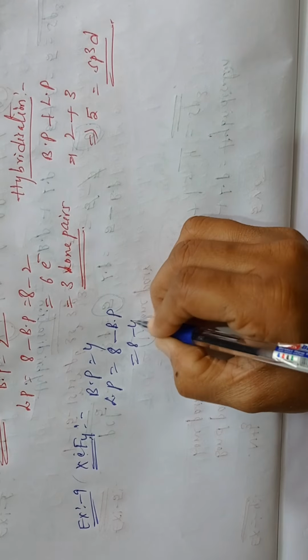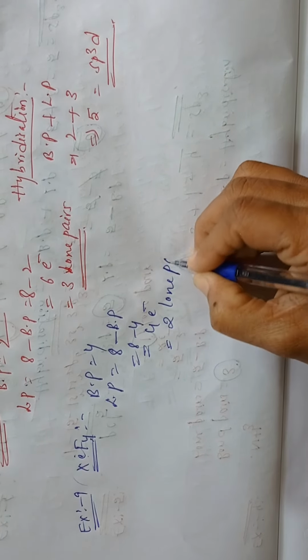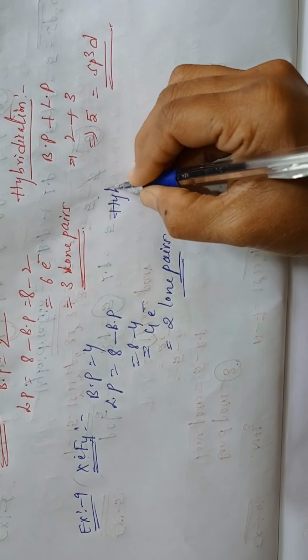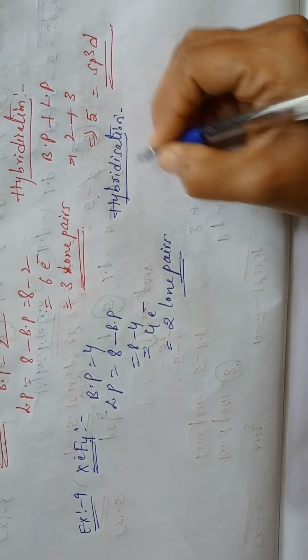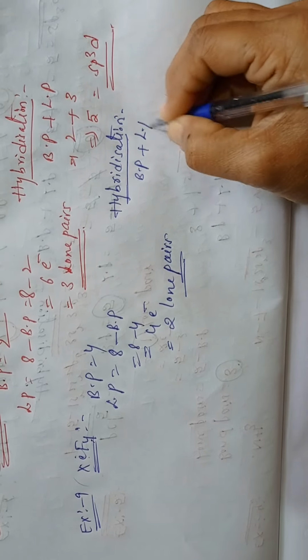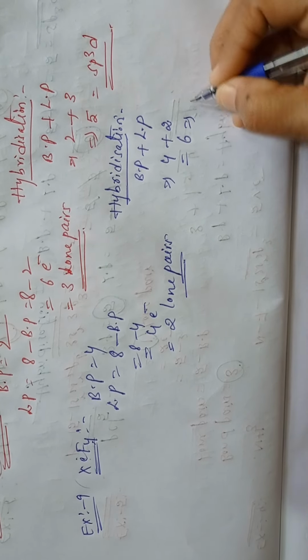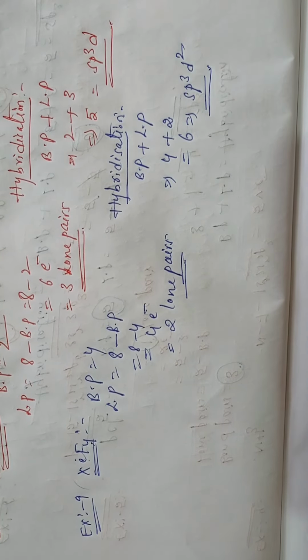So that means 8 minus 4, 4 electrons means 2 lone pairs. Clear? 2 lone pairs. Now how to find the hybridization, students? Bond pairs plus lone pairs. Bond pairs 4, lone pairs 2, total 6. 6 means which hybridization? sp3d2 hybridization.